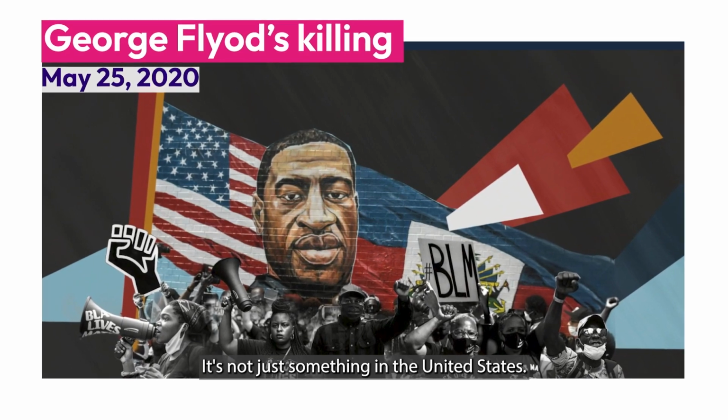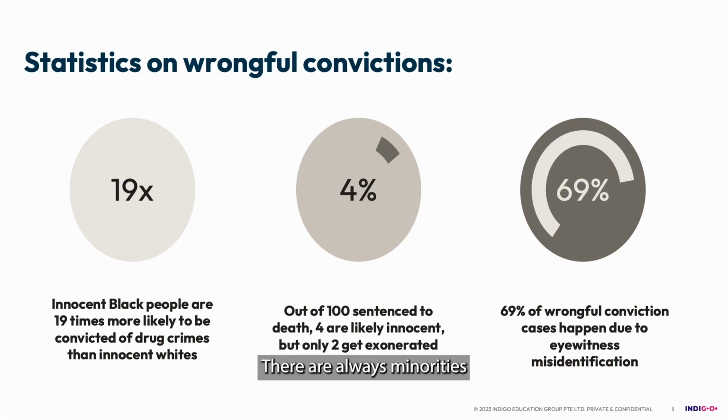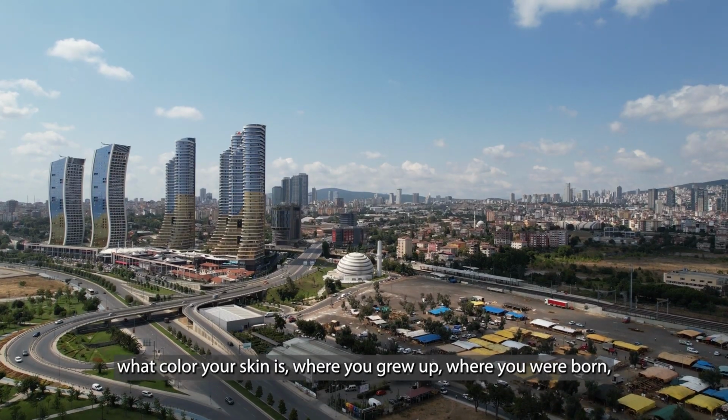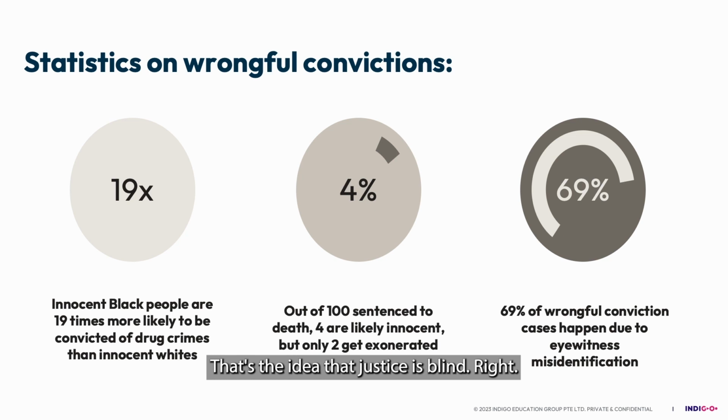It's not just something in the United States. There are always minorities within a society that will always be the ones that people automatically associate with crime. So that's something that you need to be aware of, that the justice system itself, right? We always say, oh, justice is blind, meaning that it doesn't take into consideration how rich or how poor you are, what color your skin is, where you grew up, where you were born, that kind of thing. That's the ideal, that justice is blind, right? But that's not necessarily the case.